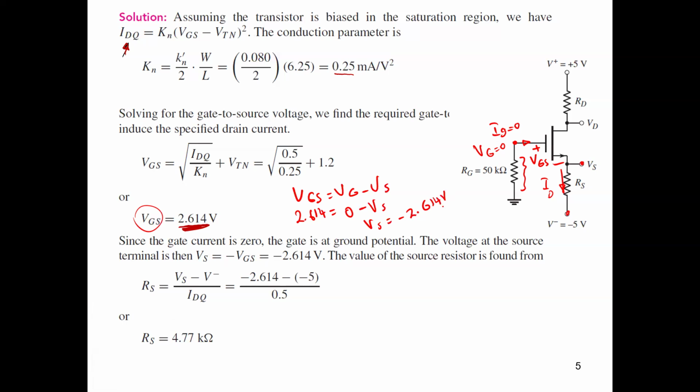Okay, we can substitute now with the value of VS here. So RS equals 2.614 minus the negative, which is minus 5, divided by our current, which is 0.5 ampere. So minus minus is going to be plus. So plus 5 plus 2.6 divided by 0.5 milliampere. So the value of RS is going to be 4.77 kilo ohm. So we got this resistance now.